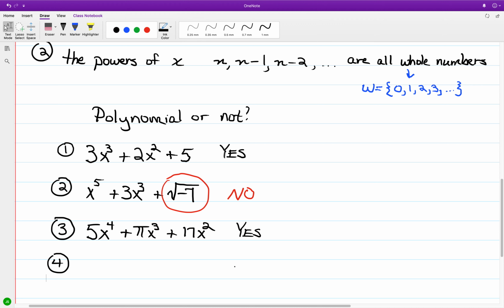And let's say that we add a case here. Say we have the square root of 7 x to the 9th plus 19 x to the 4th minus the square root of 22 times x. Square root of 7, 19, and the square root of 22, all of these are real numbers. And for the powers of x, we have 1, 4, and 9. All of those are whole numbers. So the fourth example is a case of a polynomial.